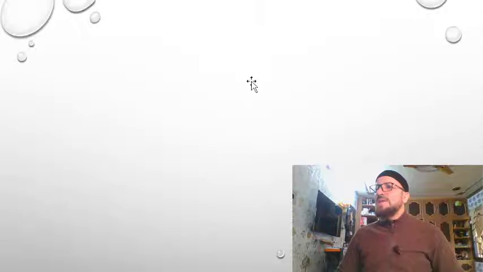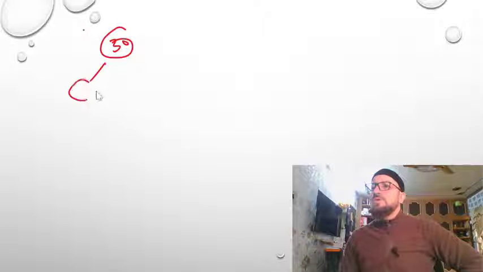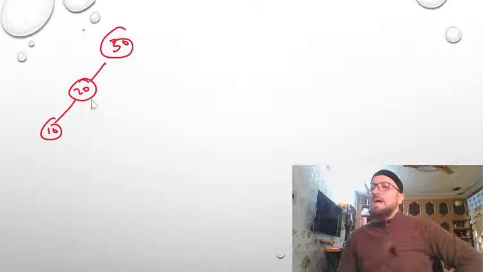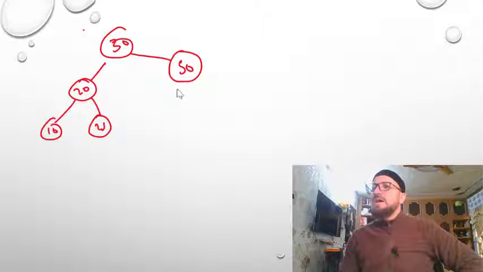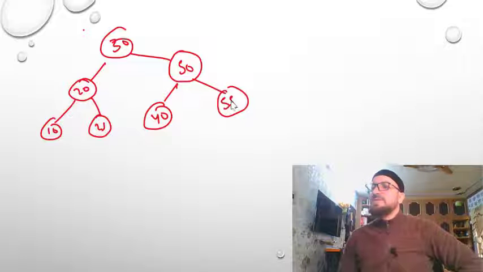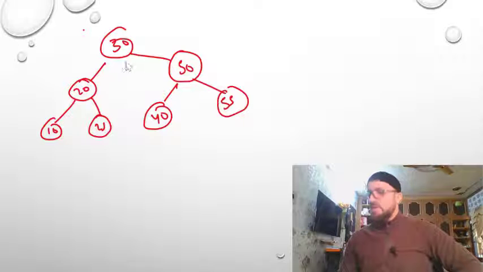So we were saying, if you have a binary search tree, for example, we have 30 here, then 20 on this side and 10 on this side, and maybe 25 on this side. And we have, say, 50 on this side, and 40 on this side, and, for example, 55 on this side. Okay, so this is my binary search tree.